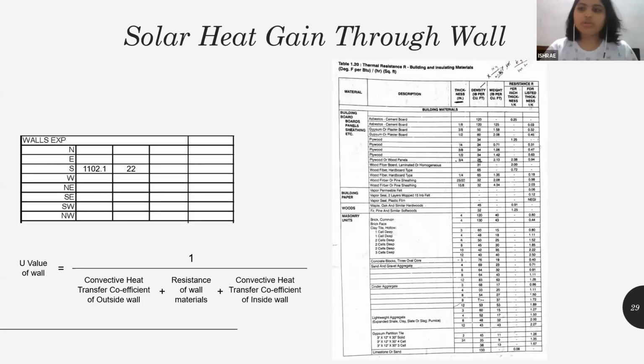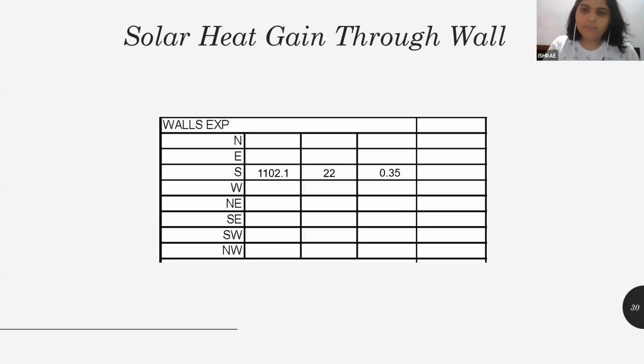If you all want to know the actual meaning of how to select the convective heat transfer coefficient of outside wall, inside wall, resistance of wall, Gaurang sir has explained everything already. It is in the previous heat load lecture. So you all can go back to that lecture, and you all can find out the significance of all these names that I'm taking right there. Right now, for me, I considered an RCC wall and I took a U value of 0.35. Okay.